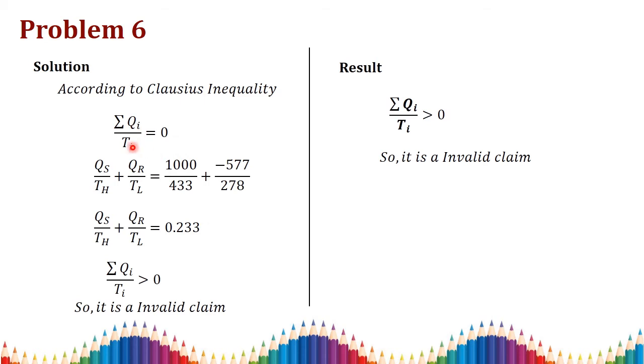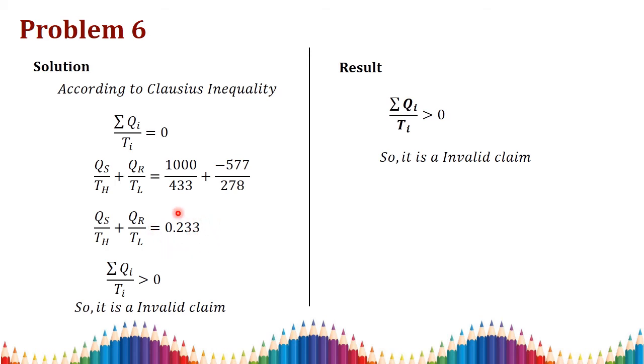So summation of Qi by Ti is Qs divided by TH plus Qr by TL. What are all the heat supplied? When it is the heat supplied from the source, we have to write TH. When it is the heat rejected to the reservoir, then you have to write TL. So Qs by TH plus Qr by TL. You substitute the values. Qs is 1000 and TH is 433 Kelvin and Qr is 577, but the heat is rejected, so you have to put a minus sign here. When the heat is rejected out of the system, you will put a minus sign. This is very, very important. And TL is 278.